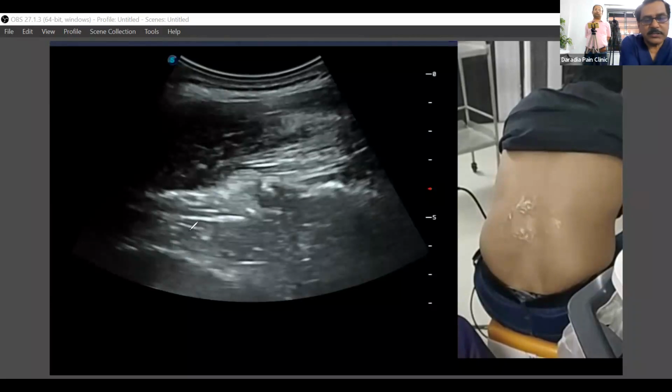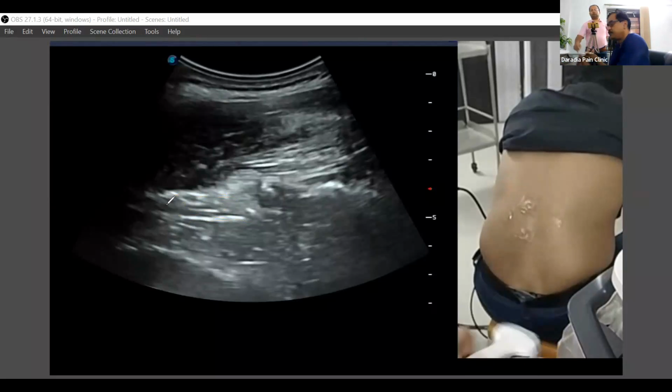So transverse process tip is seen, but what is important here, you see these two hyperechoic lines, they are basically the two layers of the thoracolumbar fascia, the anterior and the middle layer of the thoracolumbar fascia. And the muscle which is appearing now is your QL muscle, quadratus lumborum muscle.